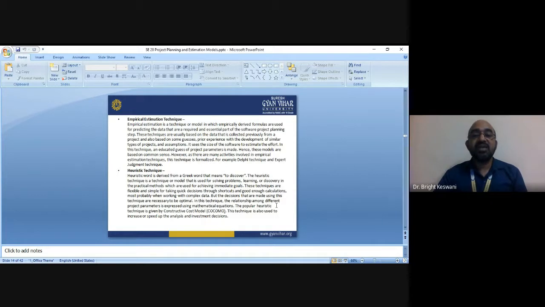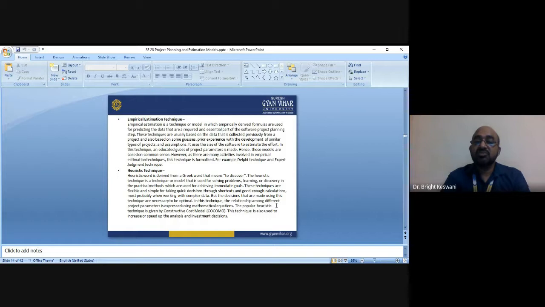Empirical estimation is a technique or model in which empirically derived formulas are used for predicting the data that are an essential part of the software project planning step. These techniques are usually based on data collected previously from a project, and also based on guesses, prior experience with the development of several similar types of projects, and assumptions.